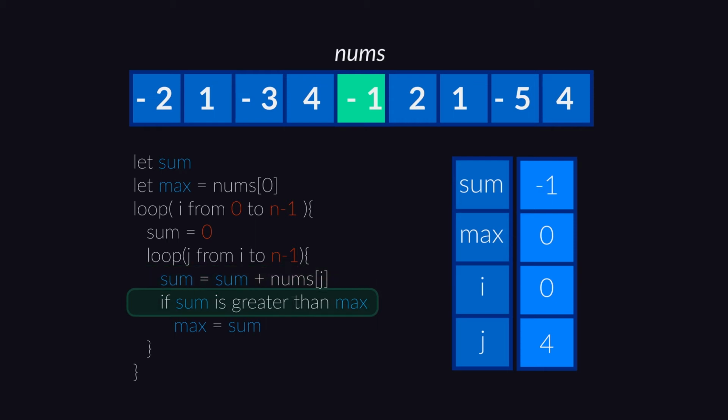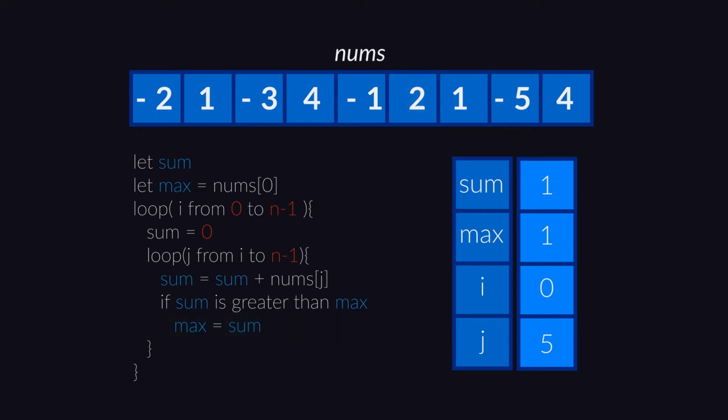So we go for another iteration of j, which is 5. Sum equals -1 plus 2 equals 1, and sum is greater than max. This time we update max to 1. So in this way we iterate for all the members of the array and find the maximum.